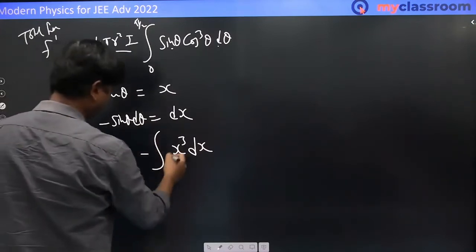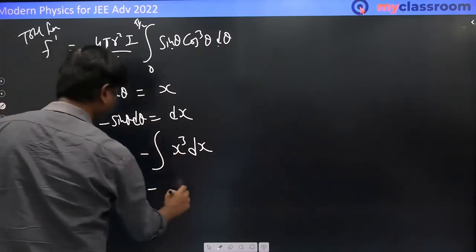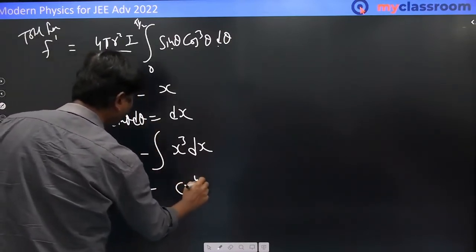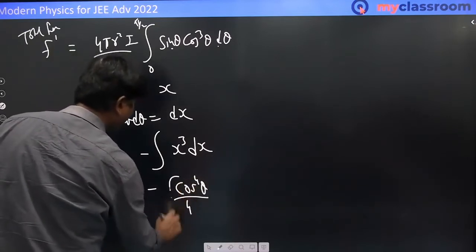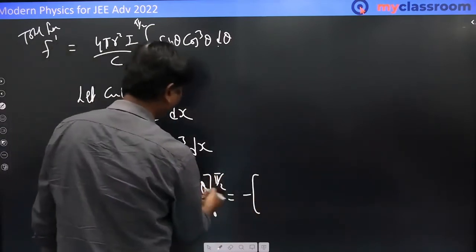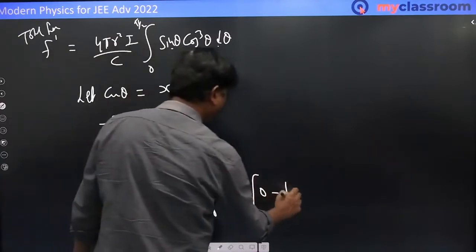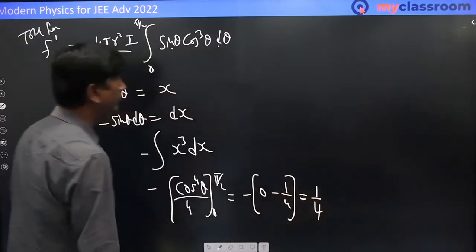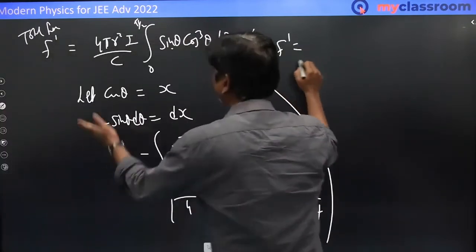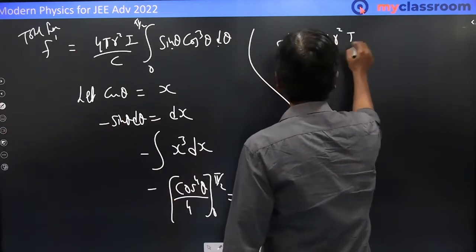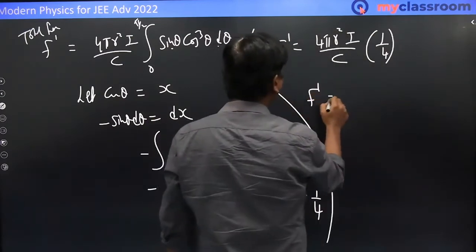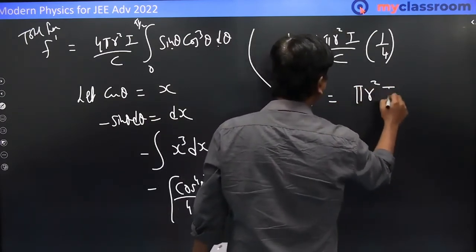So this is nothing but minus of x power 4 by 4, and x is cos theta. So cos power 4 theta by 4, substituting the limits 0 to pi by 2. First you substitute pi by 2, so 0, minus, then you substitute 0, minus 1 by 4, so the result is equal to 1 by 4. So that integration will give you 1 by 4. So finally your force will be 4 pi r square I by c into 1 by 4. So your force will become simply pi r square I by c.